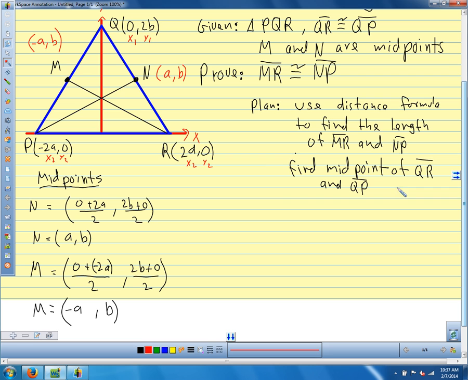So I check this off my list. Find the midpoint of QR and QP. So we did that. Now our second part of our plan, use the distance formula to find the lengths. So over here, let's find our lengths.